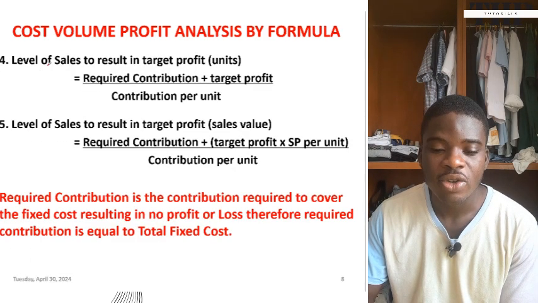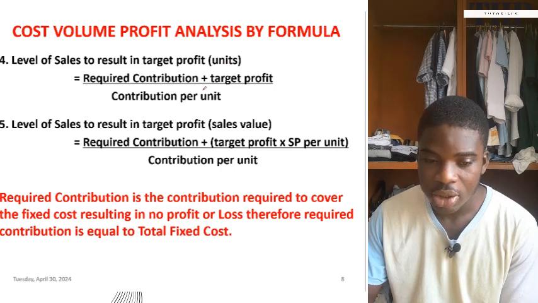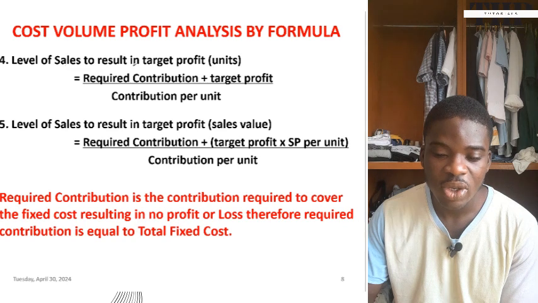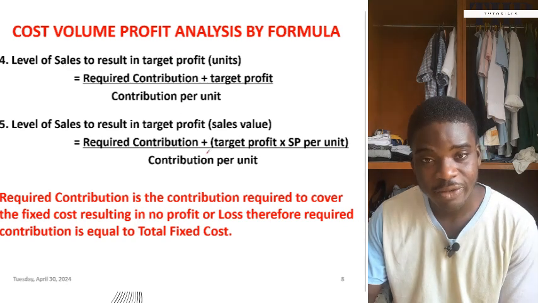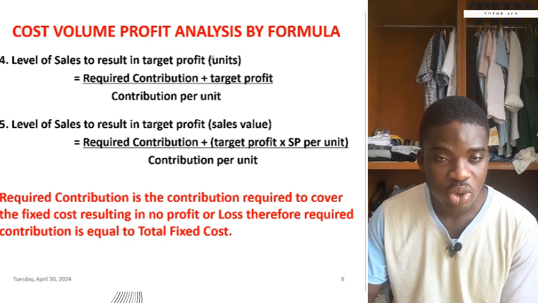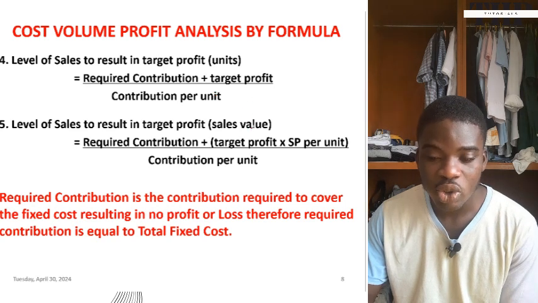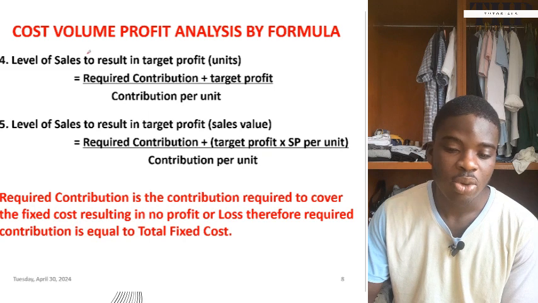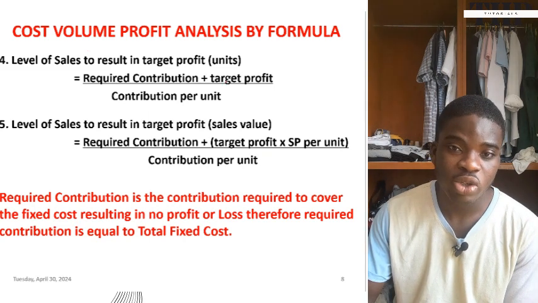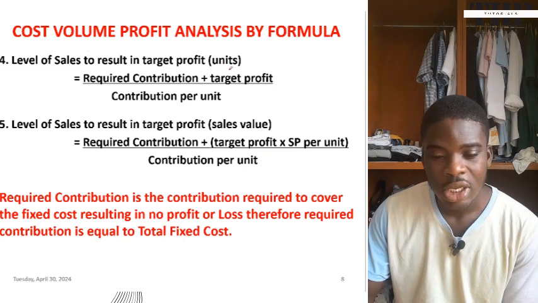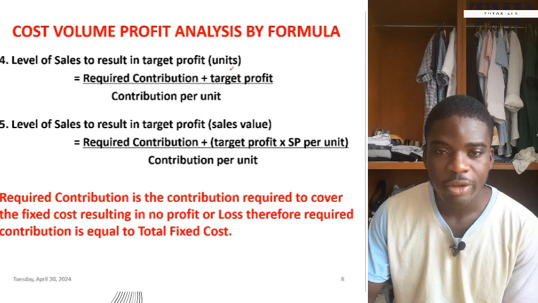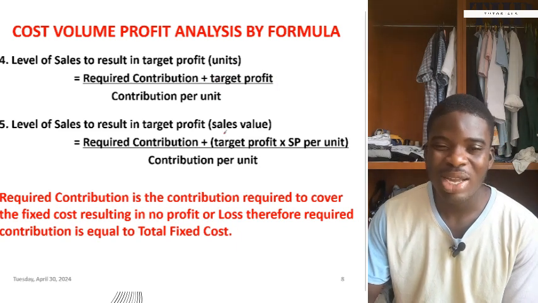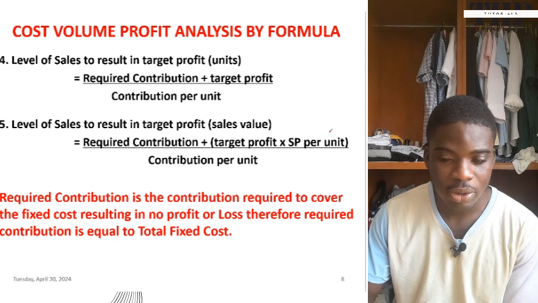Next, the level of sales to result in a target profit. For this one, you have the unit calculation and then a sales value calculation. The unit calculation gives you an answer in units, and the sales value calculation gives you an answer in sales. It is required contribution plus target profit over contribution per unit. That's for the units, so it's always the same. If you are looking for the sales value, just multiply the units by the selling price per unit.